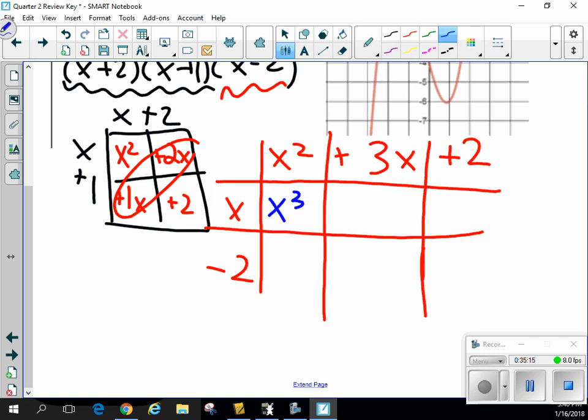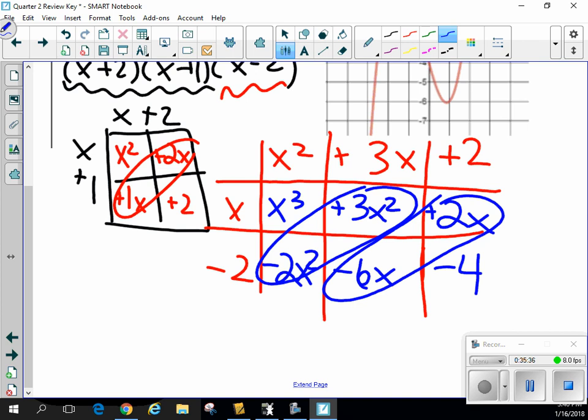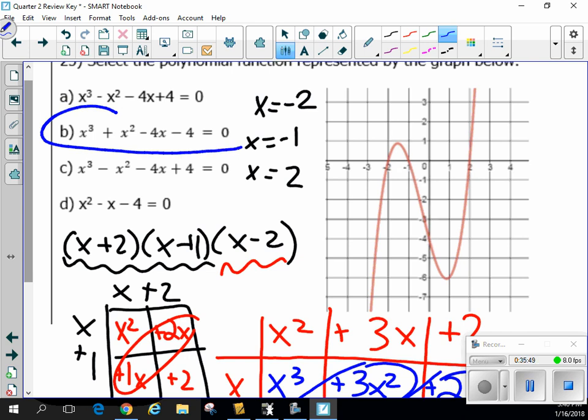So we get x cubed plus 3x squared plus 2x minus x, 2x squared minus 6x minus 4. And again, we still want to combine like terms. Our x squareds go together, and our x's go together. So your final answer is x cubed plus x squared minus 4x minus 4. And that answer was B. Again, you can always just graph it and see if it matches the graph.